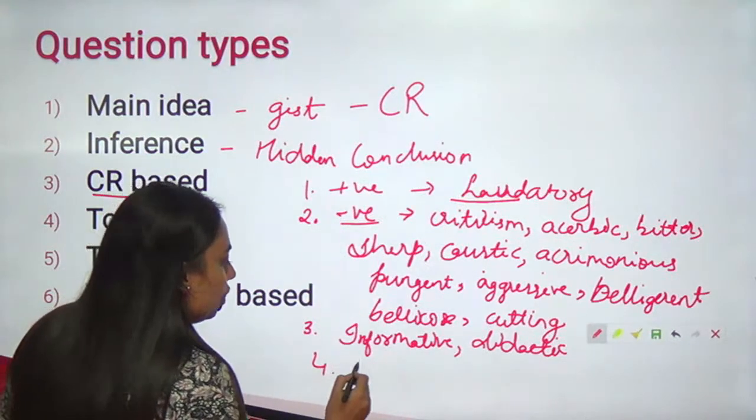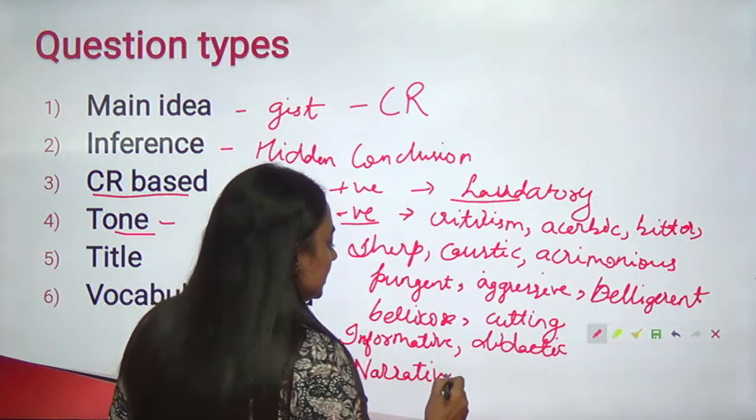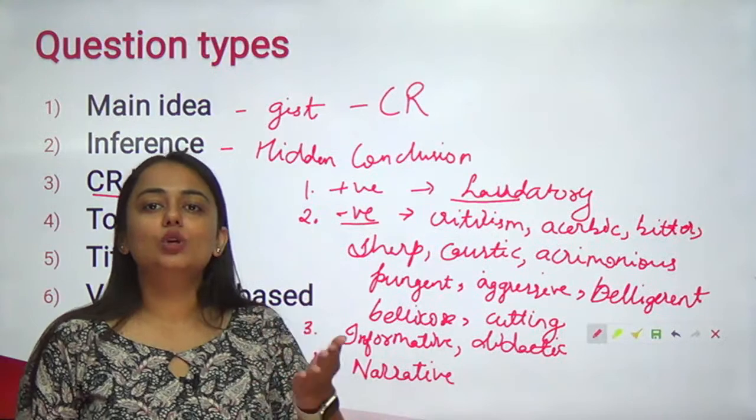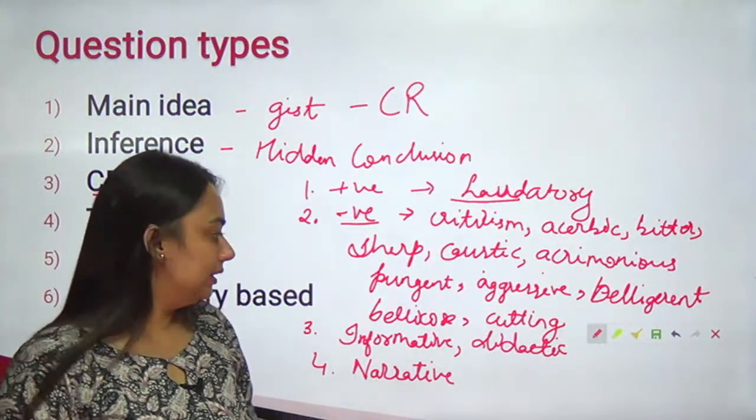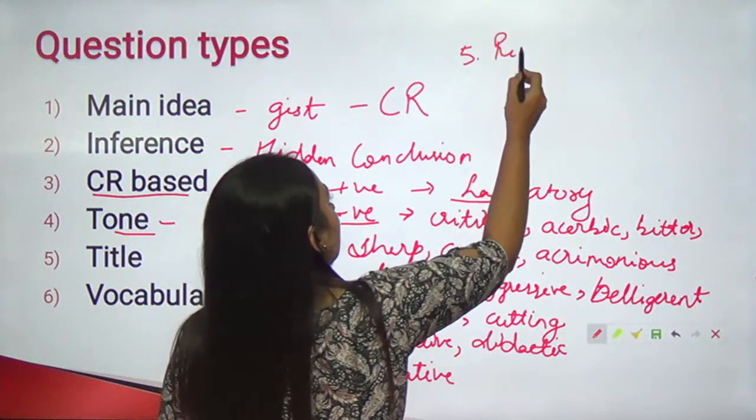Alright. The fourth can be narrative tone. Narrative is storytelling. You feel the author is narrating something, he is telling you a story, then it can be narrative. Fifth is romantic.